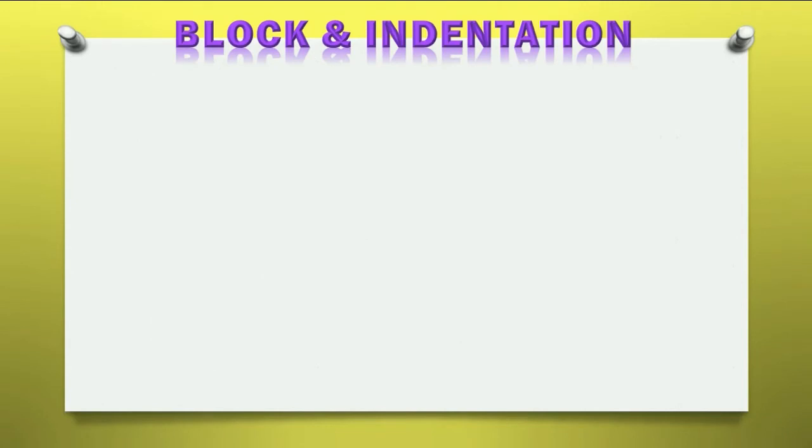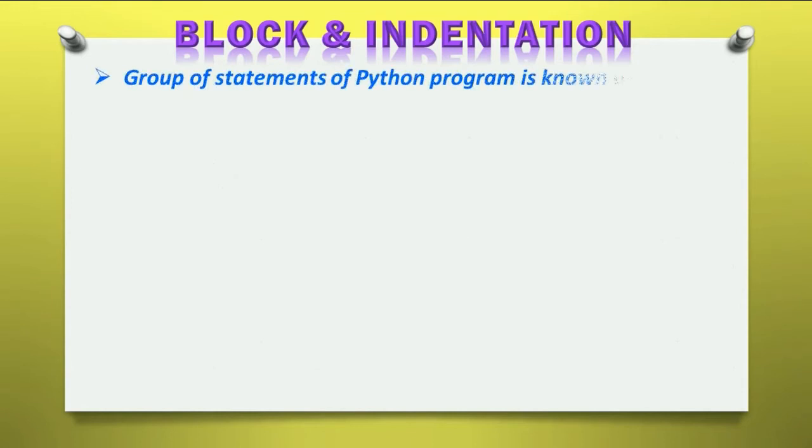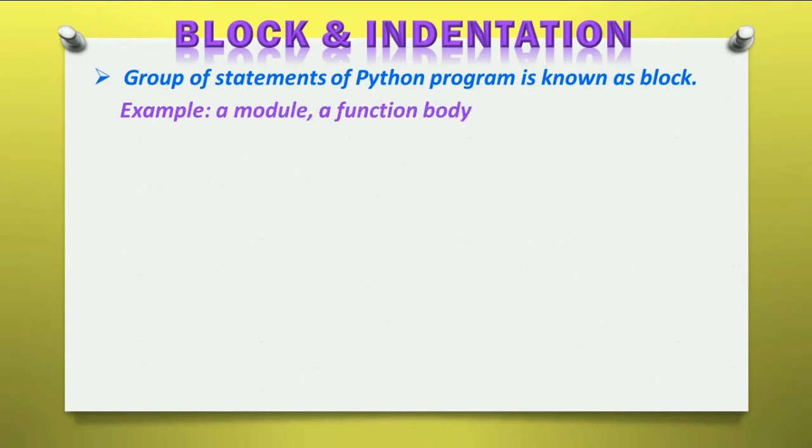Now what are block and indentation? A group of statements of a Python program is known as a block. As an example, we can see the block of code in a module or a function body. Like here, the example is given: def plus is a function, two parameters are passed, and two statements are written inside the function body, and that is known as a block.